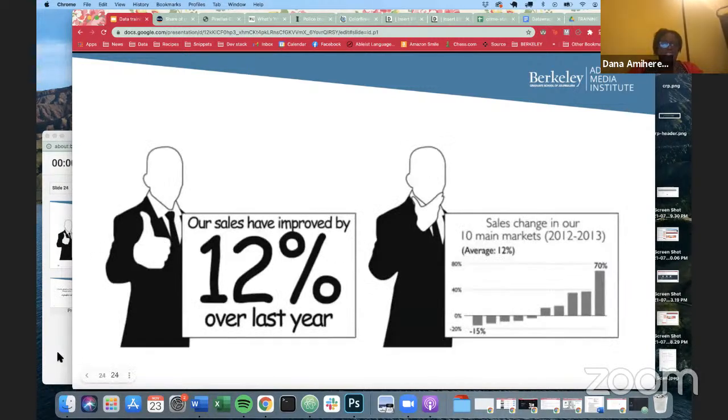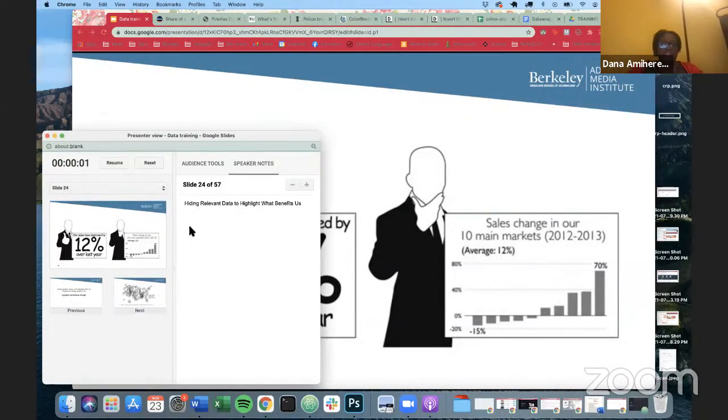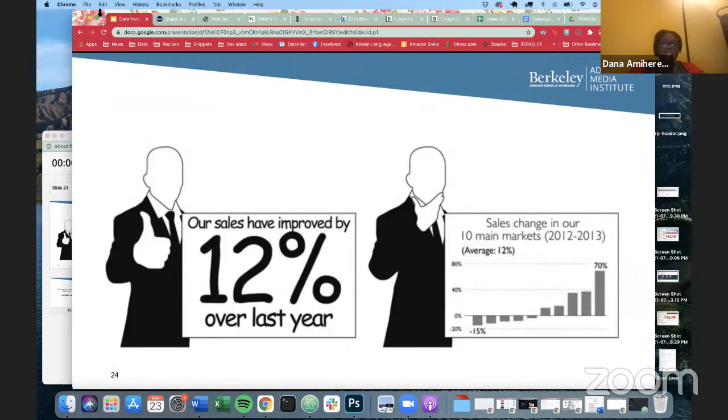Okay, so I want to show you some examples of what we mean when we say misleading or even lying with data. One of those things is hiding relevant data or relevant information when it benefits us. This is an example of a fake company saying, our sales have improved by 12% over last year.